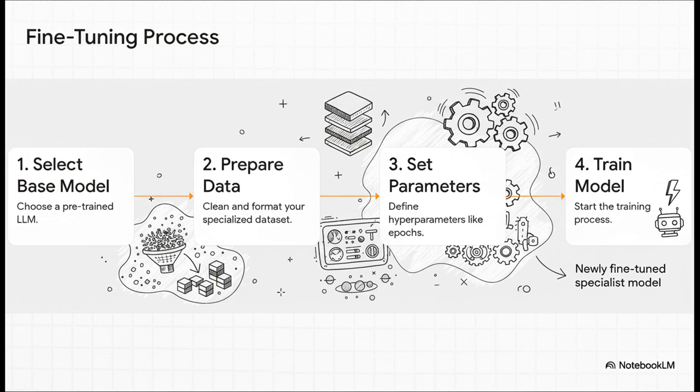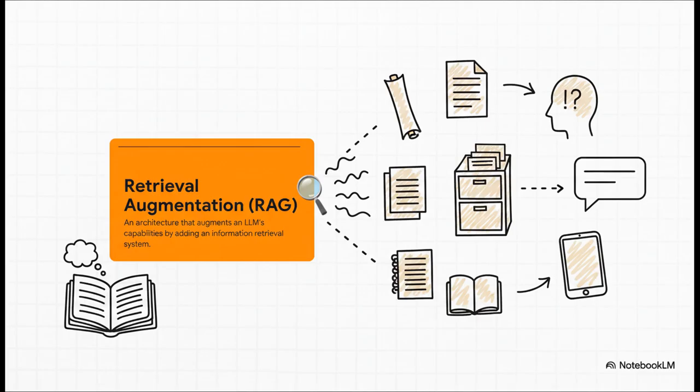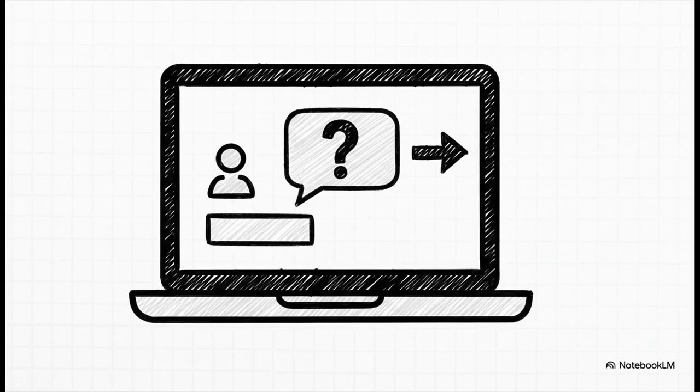What you get at the end is a brand new expert model ready to get to work. Okay, so that's one path. The other one is called Retrieval Augmented Generation, or just RAG for short. And this is a completely different way of thinking about it. Instead of retraining the model, which is a lot of work, you're essentially giving it an open book test. You just hand it a library of all your documents, and it can look things up in real time to find the answers. Let's walk through how this actually works step by step.